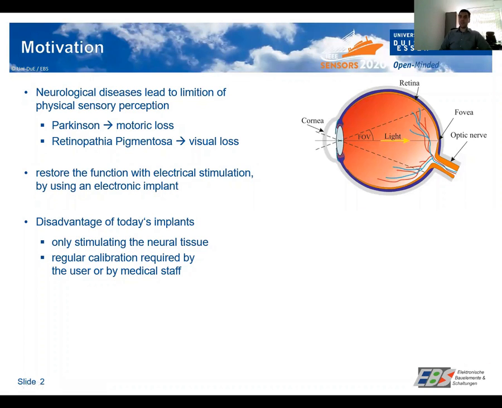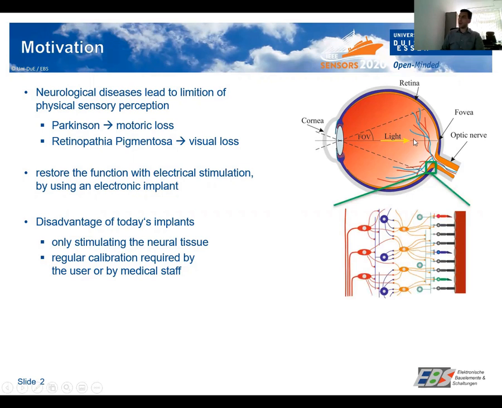Today, there are many implantable stimulators available on the market that counteract physical sensory limitations. For example, deep brain stimulation helps to compensate the motoric loss in Parkinson's patients, or the visual loss due to retinal diseases like retinopathia pigmentosa. In a normal case, light transmits through the eye and is observed by the photosensitive layer of the retina. The retinal network processes the visual information and compresses the data stream to the visual cortex.